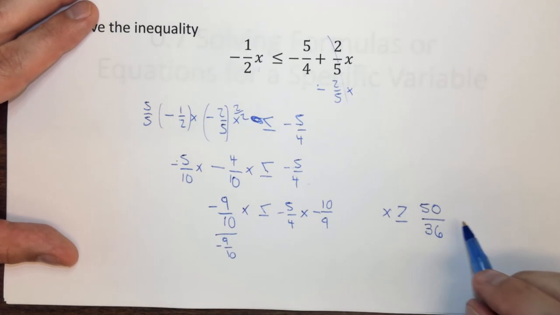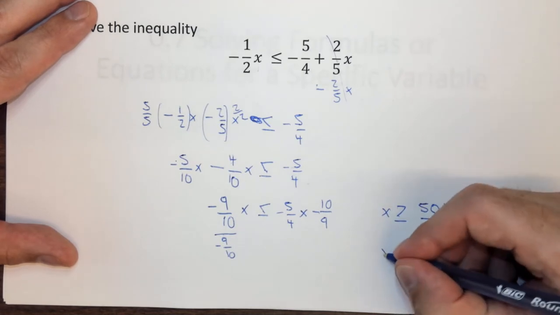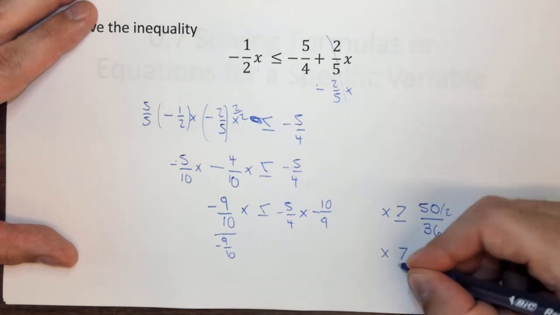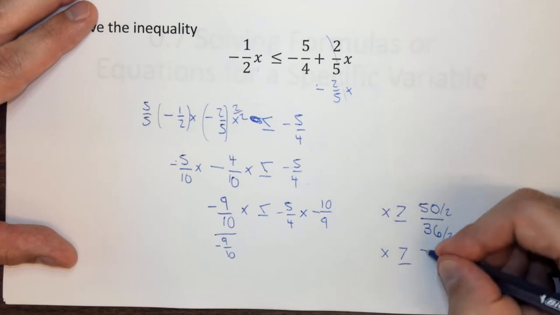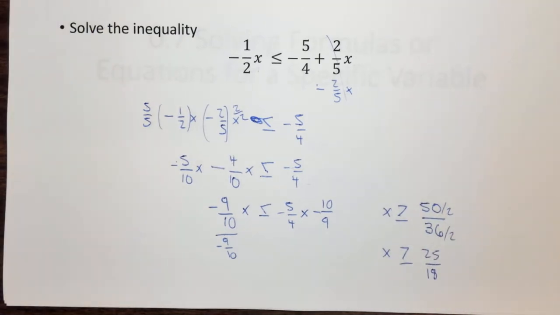To simplify this, you have a common factor of 2, so I can divide this one by 2 and divide this one by 2, and what I end up with ultimately is x is greater than or equal to 25 over 18. So this is how you can simplify this inequality. Note that this brings back the fraction stuff.